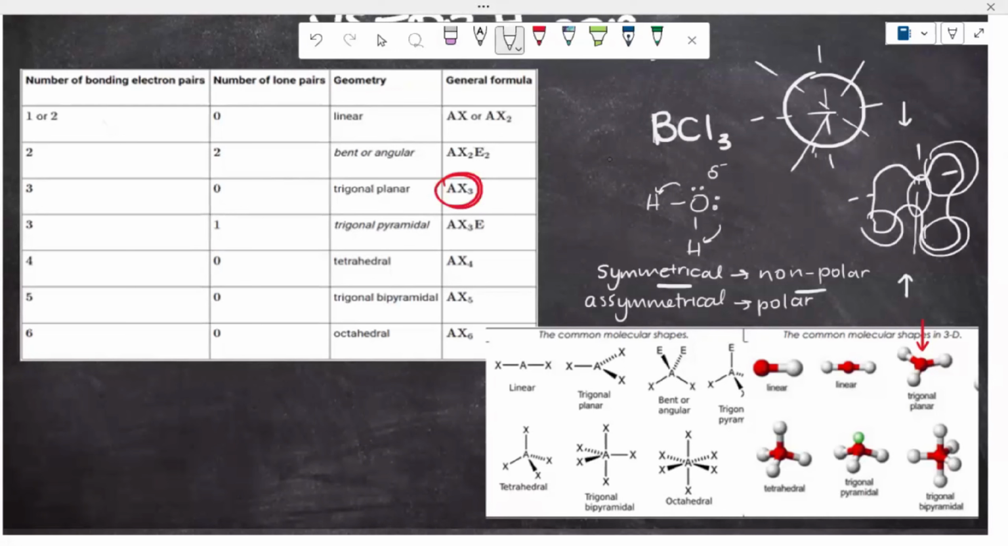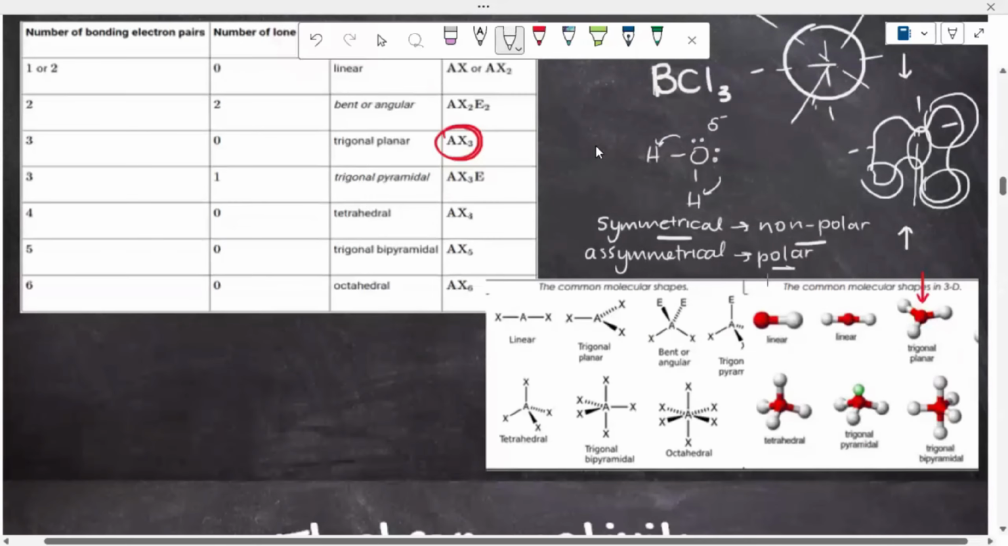So this uneven distribution of charge because of this random shape means that it's polar, because we have oppositely charged ends of a thing, right? So the shape of your molecule helps you understand whether the molecule is polar or non-polar.